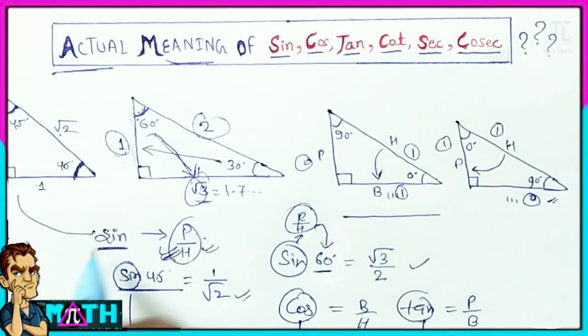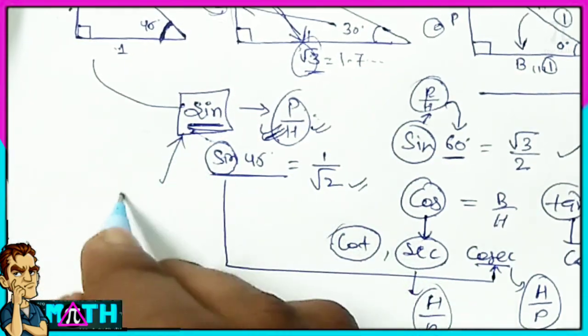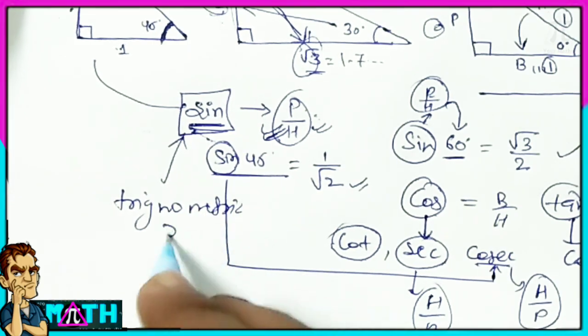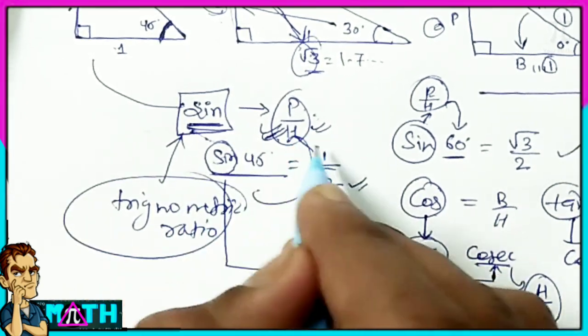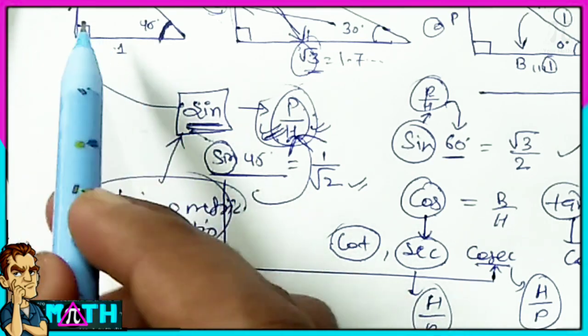So this is the actual meaning of sine, cos, tan, cot, sec, cosec, and these all are called trigonometric ratios, as they want to know perpendicular is to hypotenuse ratio, base is to hypotenuse ratio, like that.